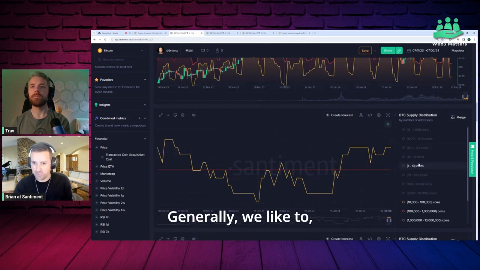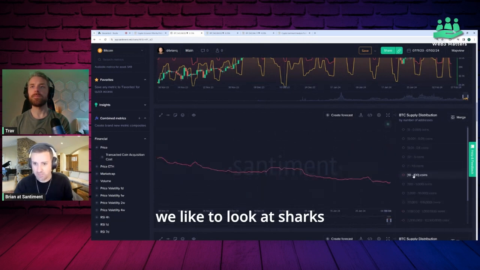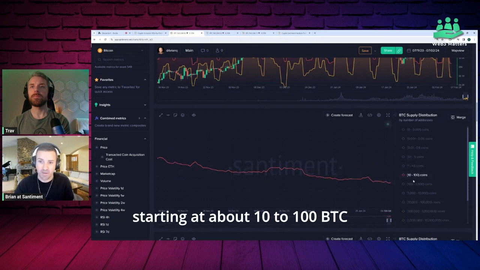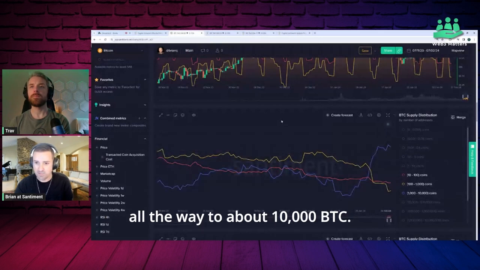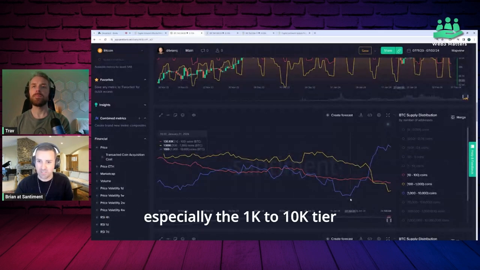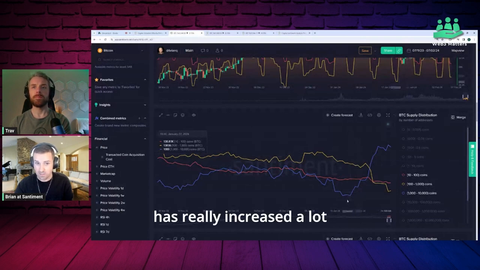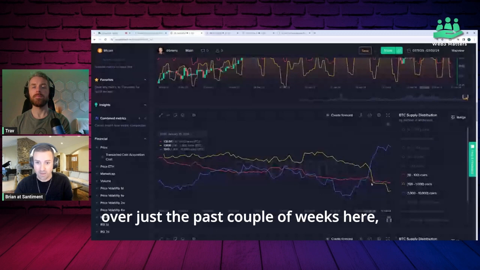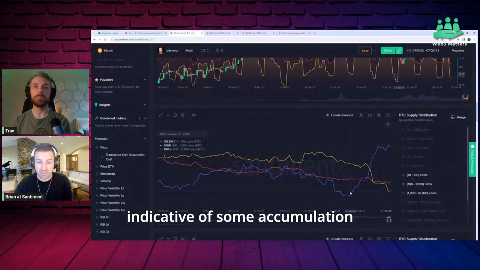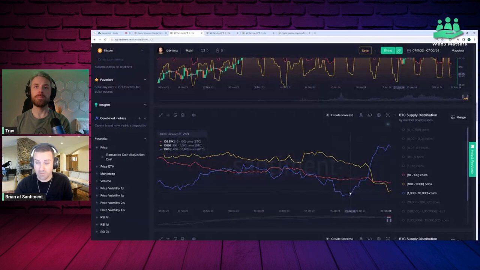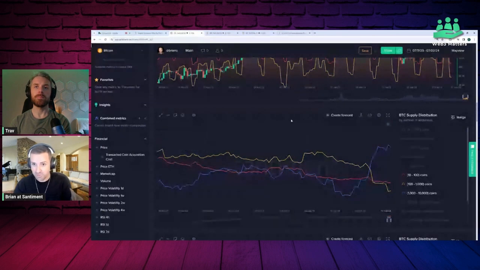Generally, for Bitcoin in particular, we like to look at sharks starting at about 10 to 100 BTC, and then whales hold anywhere from 100 all the way to about 10,000 BTC. And you can see, especially the 1K to 10K tier has really increased a lot over just the past couple of weeks here, which might be indicative of some accumulation among some of the largest key stakeholders that are active on the network.